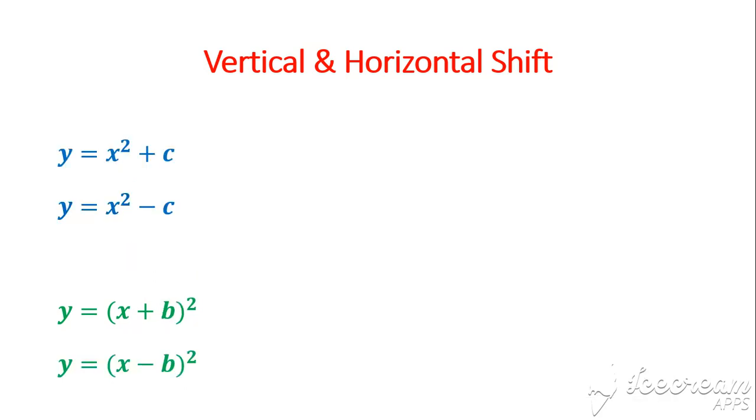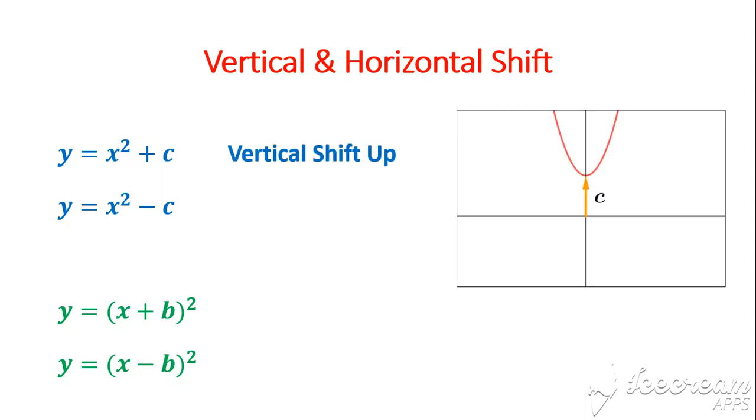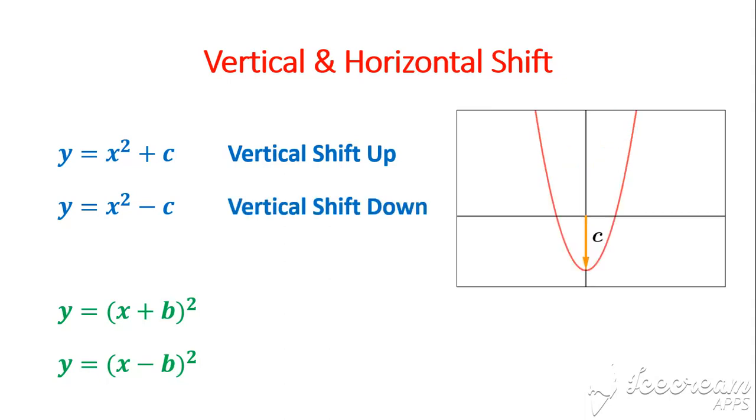Let's quickly sum up. When we see y equal to x squared plus c, that's a vertical shift. When we add a number on the end of x squared, the whole graph gets moved up by whatever value c is vertically. When we see y equal to x squared minus c, the whole graph is shifted vertically down by whatever number c is.